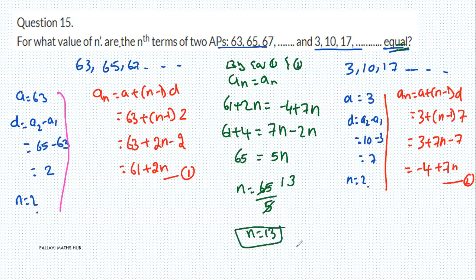13. So therefore the 13th term of the two given APs are equal. So the 13th term of the two given APs are equal. Okay.